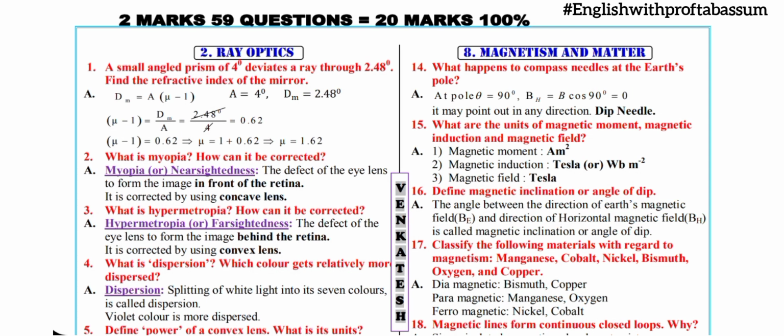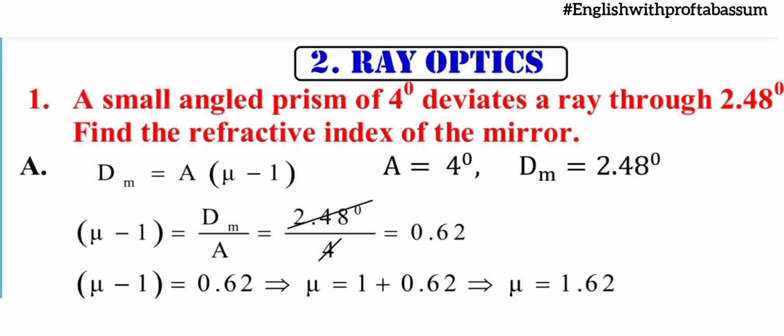You have to go through these important questions and then you can score 20 marks, okay? So I'm giving you these questions along with the answers chapter wise. First is from chapter 2, ray optics.